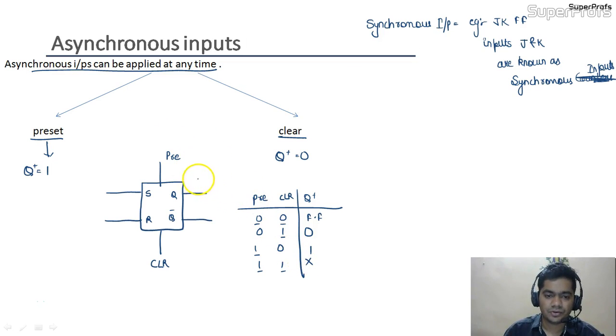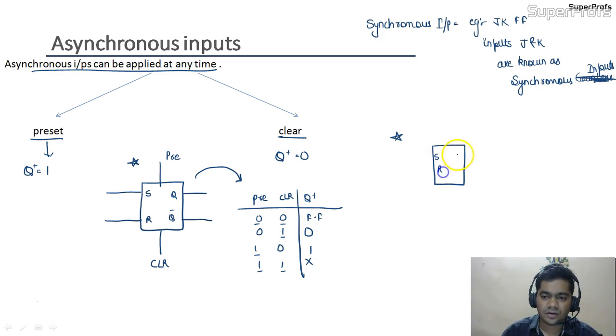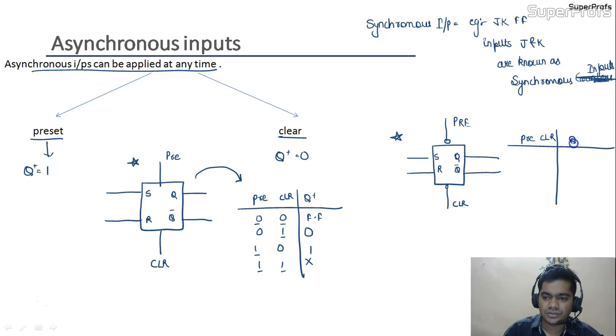This truth table corresponds to this block diagram. But if we are giving the active low inputs to the SR flip-flop in the form of preset and clear, suppose we are giving an active low input for preset and an active low input to clear, then what would be its truth table? It would be just opposite, like this. So this is Q plus, this is preset and clear. So 0 0, 0 1, 1 0 and 1 1.